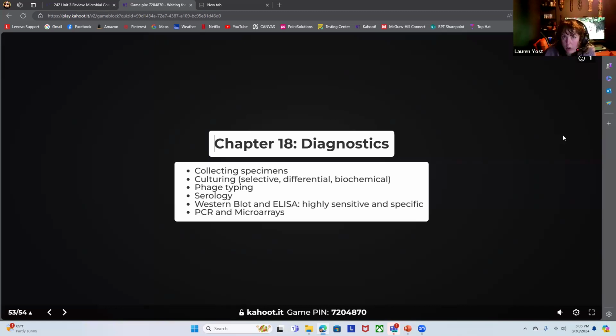So that is phenotypic as well. Phage typing is also phenotypic in a way, because it has to do with whether your pathogen that you don't know what it is can be infected by certain kinds of bacteriophages, or viruses that infect bacteria.